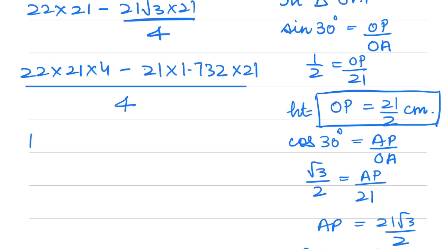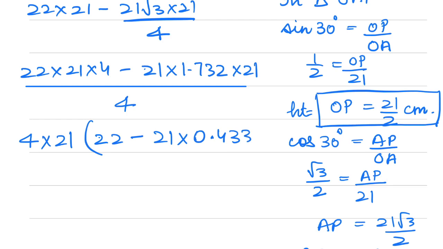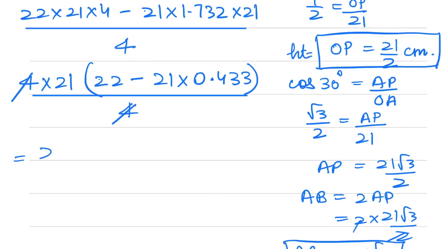Now I think I can take 4 common and 21 common. So I'll be left with 22 and minus 21 is gone, and now I'll divide 1.732 by 4. So 21 multiplied by 4 times 16 and 3 divided by 4. 4 will get cancelled. So I get 21 and this is 22 minus, now 21 multiplied by 433.